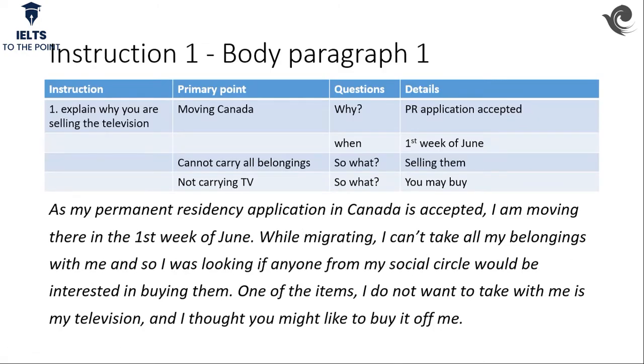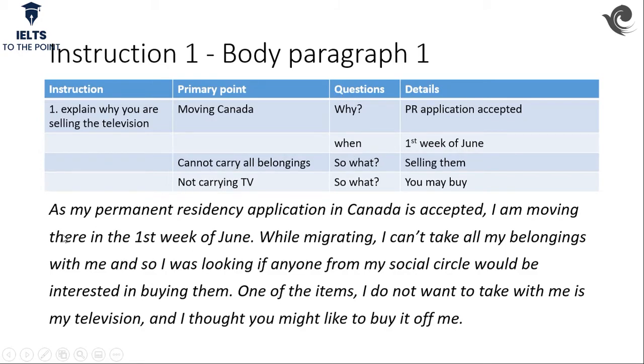Now let's come to instruction 1, body paragraph 1. We will try to put the primary points and the details into the body paragraphs. I would say, as my permanent residency application in Canada is accepted, I am moving there in the first week of June. So if you just look at this particular sentence, you will realize you can also write it if you clearly look at these two questions, why and when.